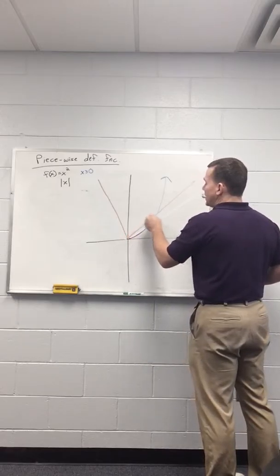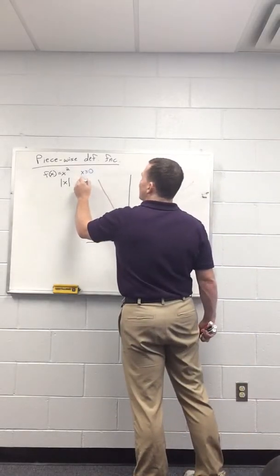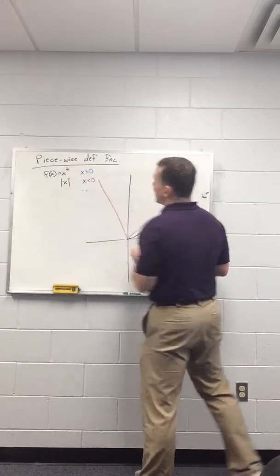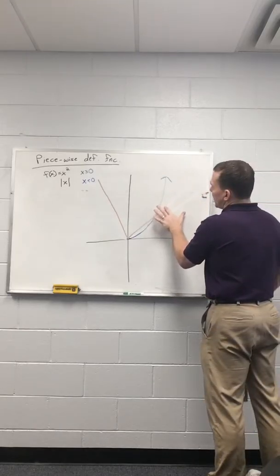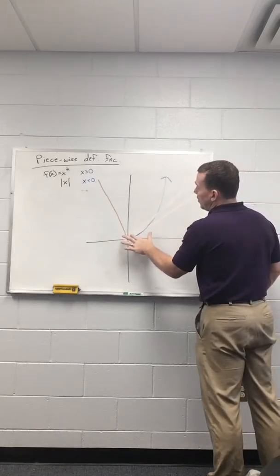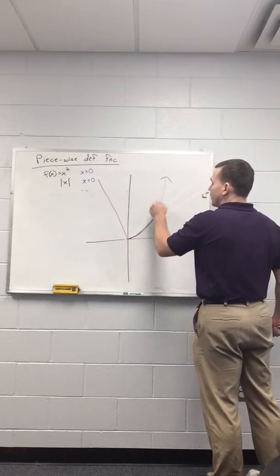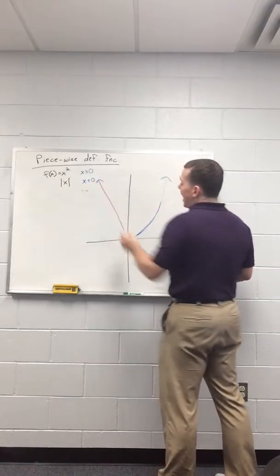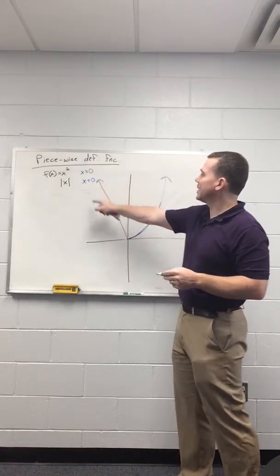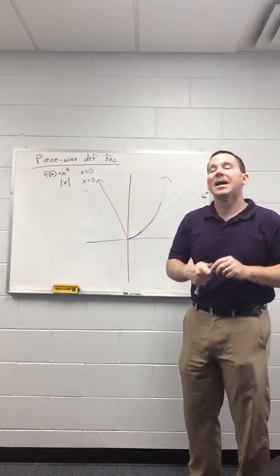But now I tell myself, you know what? For whatever reason, I only want to draw the absolute value for x less than 0. So I erase all the x's that are greater than 0, which is this side of the graph. And now, essentially, I have the absolute value on one side of my axis, and I have the parabola on the other side of my axis.